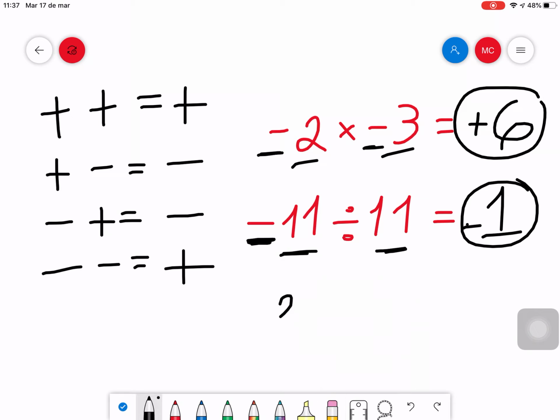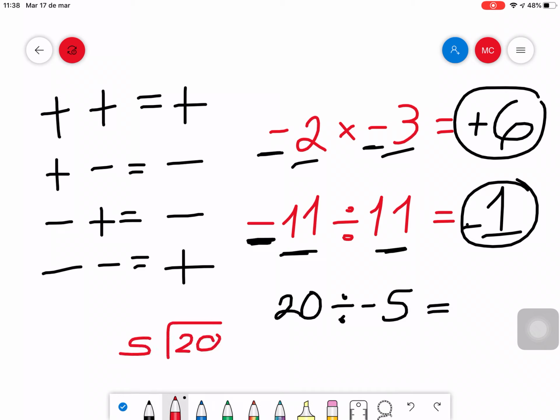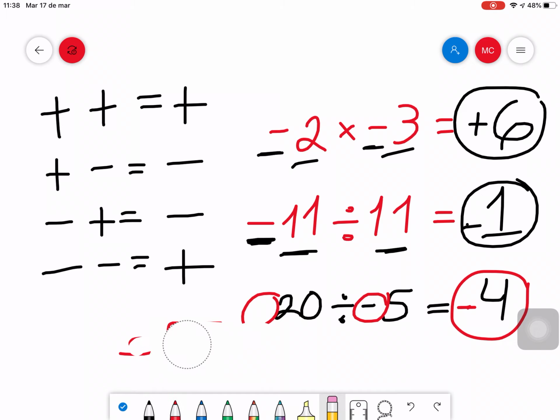Again, let's do it. 20 divided by -5. Okay, so I divide, I can do it without looking. How many times does 5 fit in 20? That is 4, because 4 times 5 is 20, and then I say positive because it doesn't have anything. Positive and negative gives me negative. My answer will be -4. That is it whenever you are dividing or multiplying. This is the easiest part.